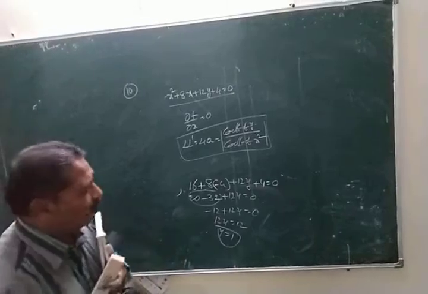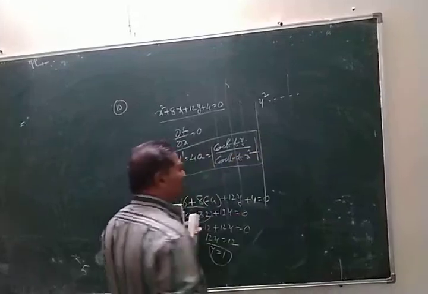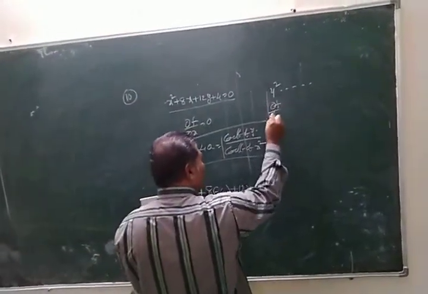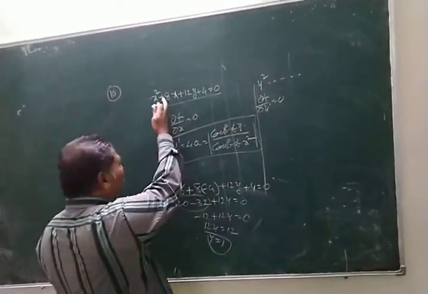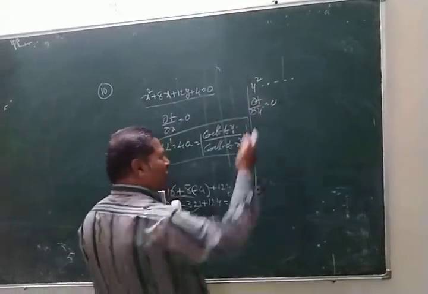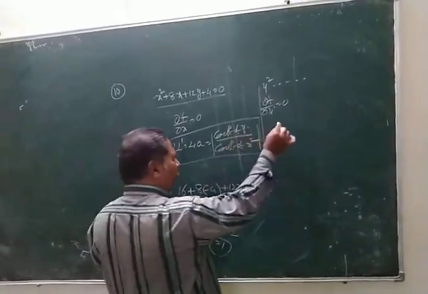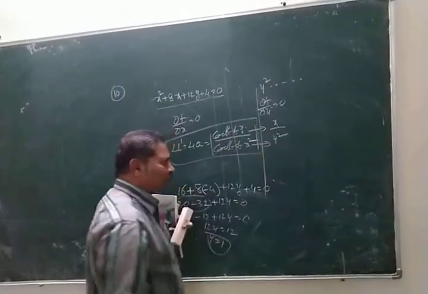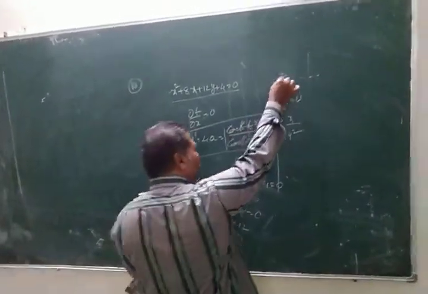Suppose given y square parabola, equation of the axis is ∂f/∂y equal to 0. Similarly, for x square parabola, ∂f/∂x. For the y square parabola, ∂f/∂y. Length of the latus rectum is coefficient of x by coefficient of y square. Same formula. This is the y square parabola formulas.